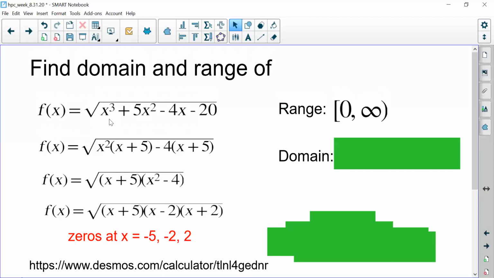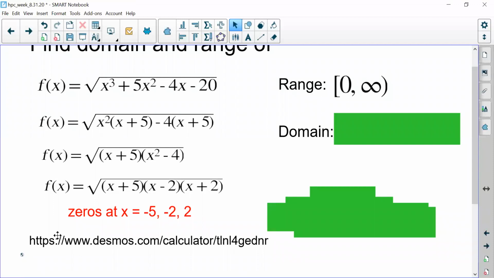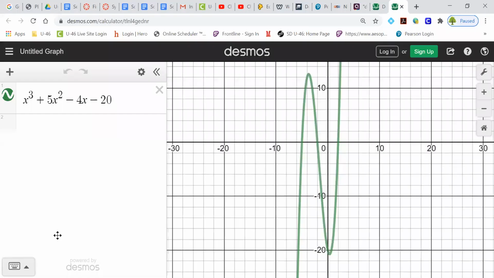So imagine in your head a cubic. Don't worry about the square root right now. Just imagine in your head the cubic polynomial. It ends up going up to the right because it's a positive leading coefficient. Put a little dot at -20 on the y-axis, and then put 3 dots on the x-axis, -5, -2, and +2, and draw your curves to go through those 3 zeros, go through the y-intercept, and then end up shooting up to the right.